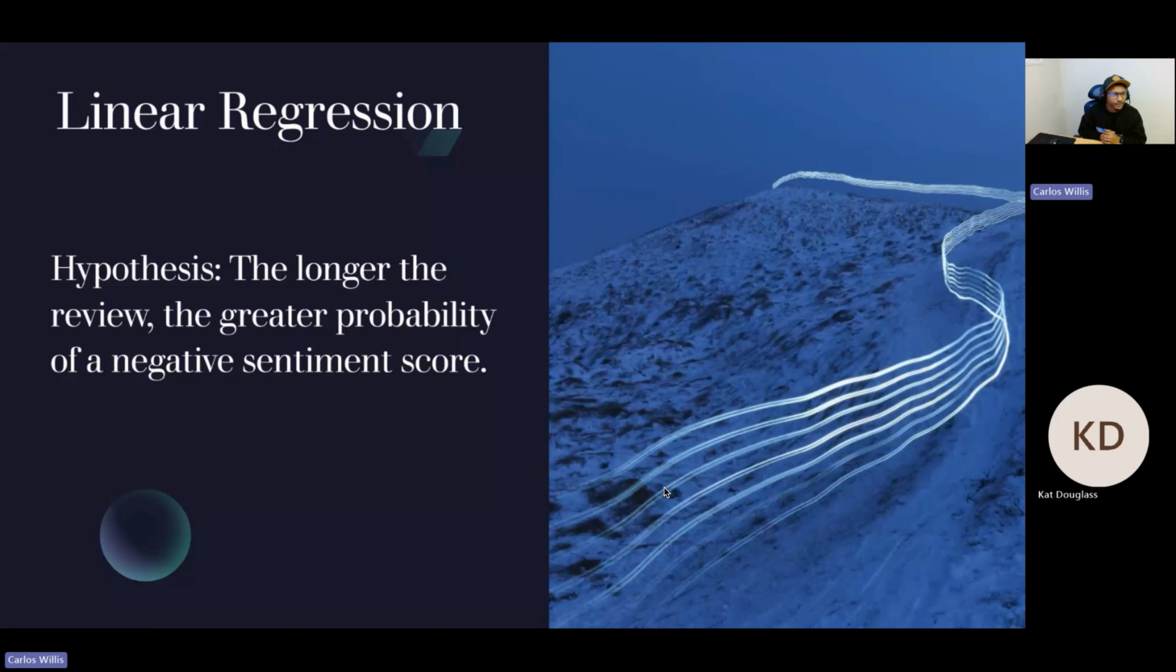So we started with the linear regression model really just because it's quick and simple, and we wanted to check the hypothesis noted here, which is, do longer review lengths indicate a lower sentiment score?